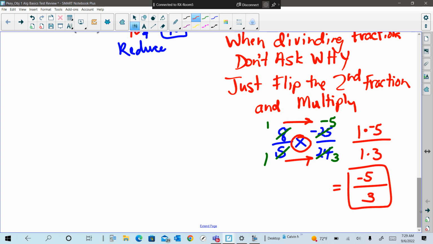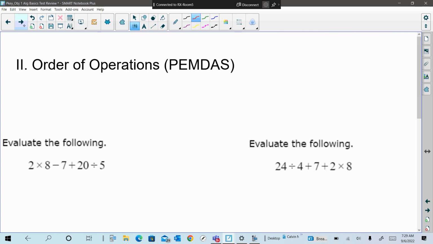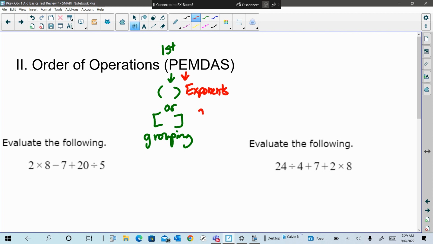The second section is order of operations. Okay, PEMDAS. You just have to remember you're first going to do, this is always first, your parentheses or any type of grouping. Then we have E, which is for your exponents. Okay. Anything that has a power.